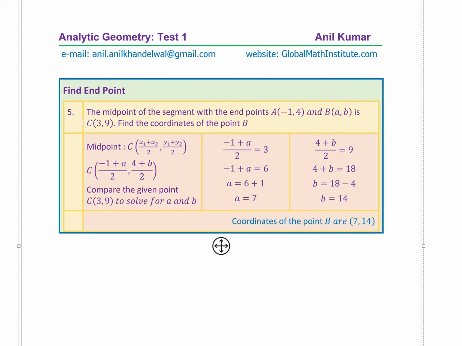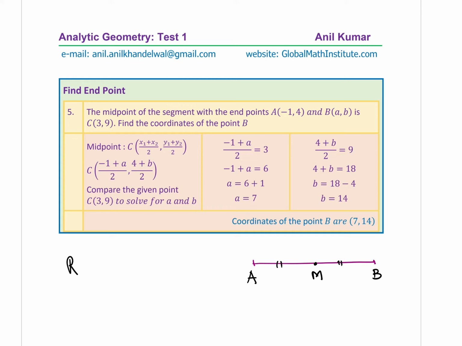Question number 5 is, the midpoint of the segment AB with endpoint A (minus 1, 4) is C, which is (3, 9). Find the coordinates of the point B. Now in this particular case, what are we given? We are given an endpoint, but the B value is not given to us. A is given, B is not, but we are given the midpoint, and we need to find the point B, correct? That is the situation. How will you find it?